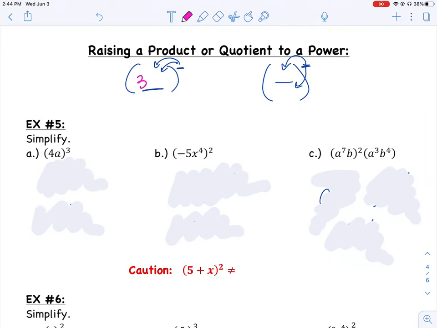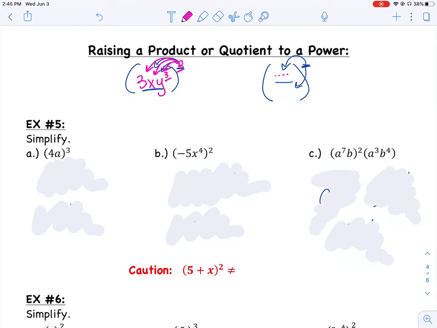So if I have a couple of different pieces inside and I want to square it, what that really means is I want to square the 3 and I want to square the x and I want to square the y cubed. So you're really just kind of distributing that exponent throughout. Now remember, when we raise a power to another power, what do we really do with those exponents? We multiply, right?